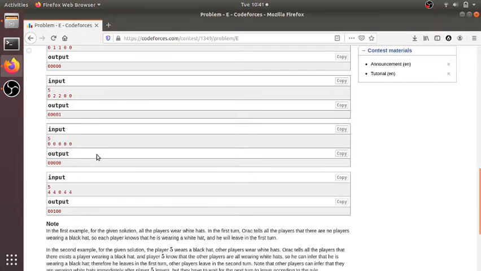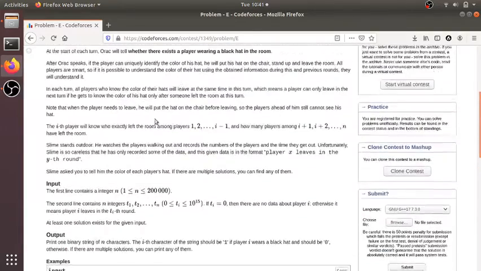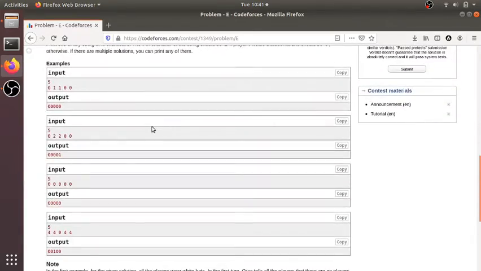There will be only one black hat person, that is for sure. It is written very clearly. So, if he knows that he's the black hat guy, he will leave in the 1st round. If he knows he is the black hat guy, he will leave in the 1st round. But in the example number 4, so this stuff.